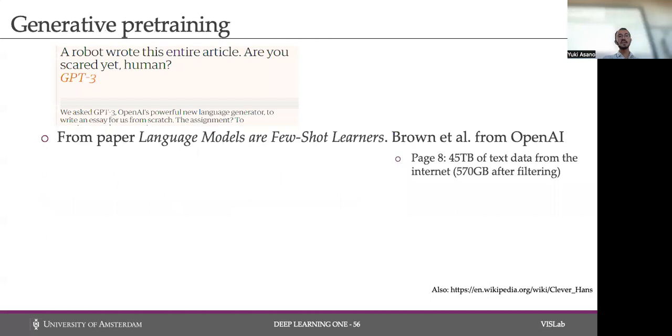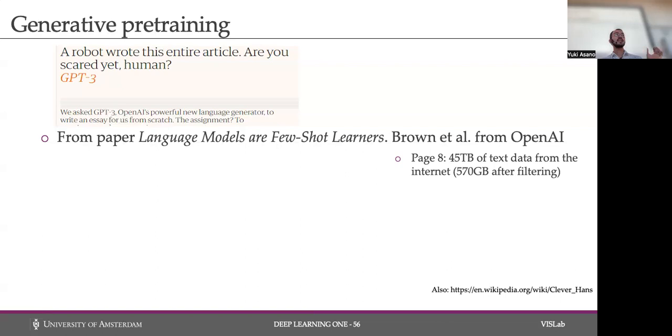Another similar direction is generative pre-training, where we arrive at this model called GPT-3. It's from this paper from OpenAI where they initially got a data set of 45 terabytes of data, which is basically, I don't know exactly, but it could be like 10%, 20% of all the text on the internet or something, which they filtered for all kinds of trashy stuff and arrived at 570 gigabytes, which they used for training this model.